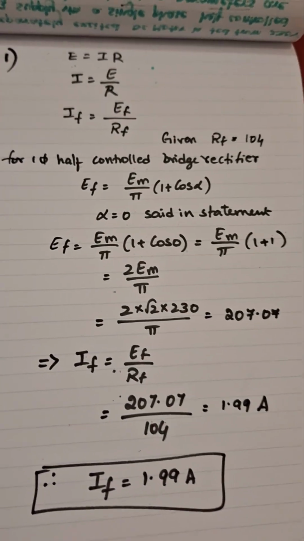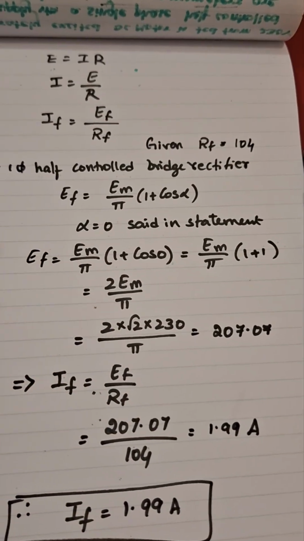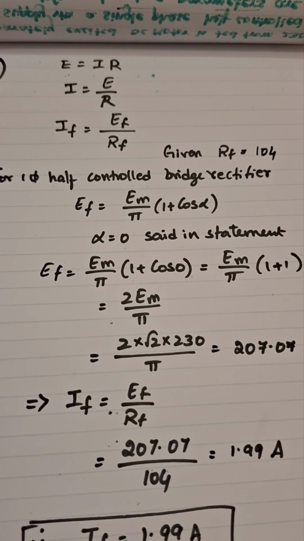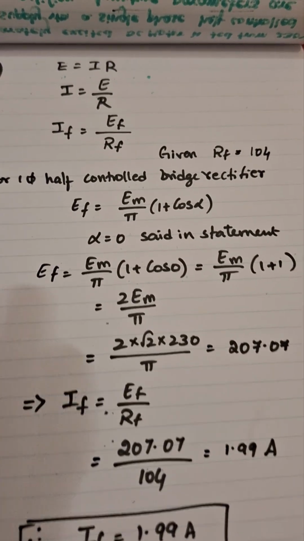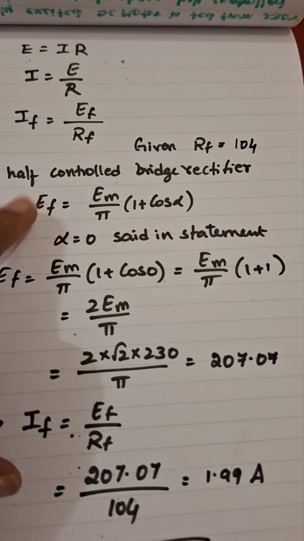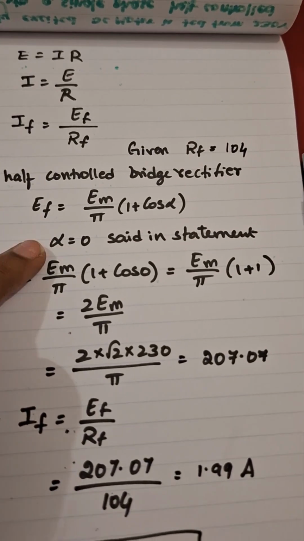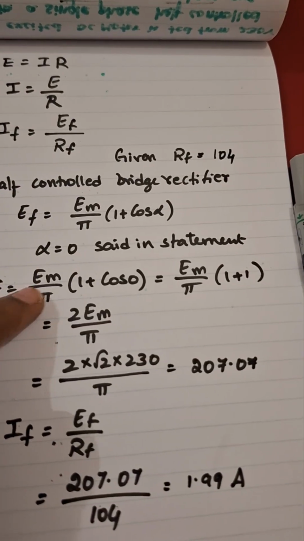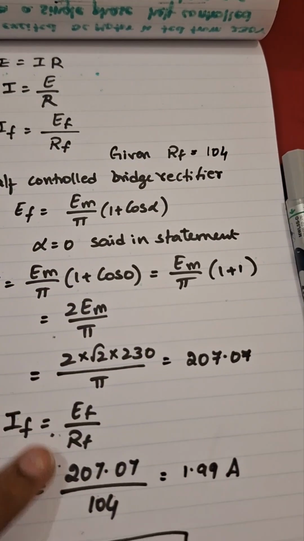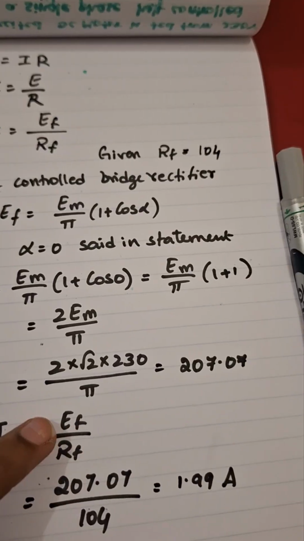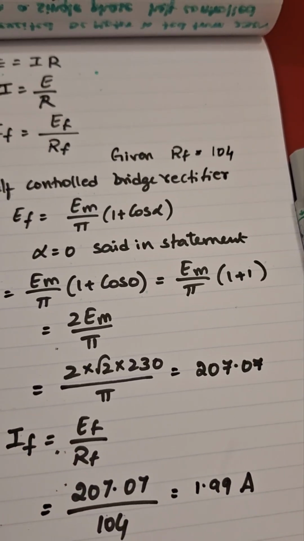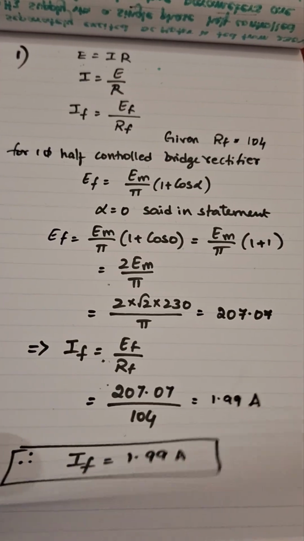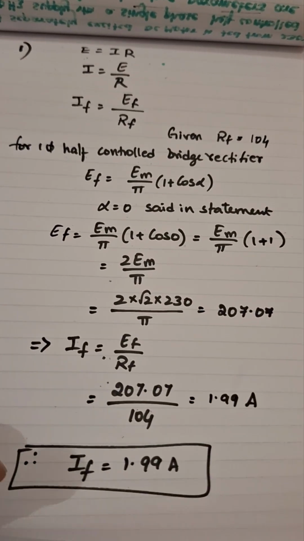They were asking for the field current. To know the field current, the formula we know is IF is equal to EF by RF. RF is given but EF is not given. But they said it is a single phase half controlled bridge rectifier, and we know the formula for that. Alpha is 0 according to the statement they gave. So we did EM by pi into 1 plus cos 0, finally we got EF, and once we got EF, we substituted in the IF formula and got IF. So this is the first question asked, the field current.